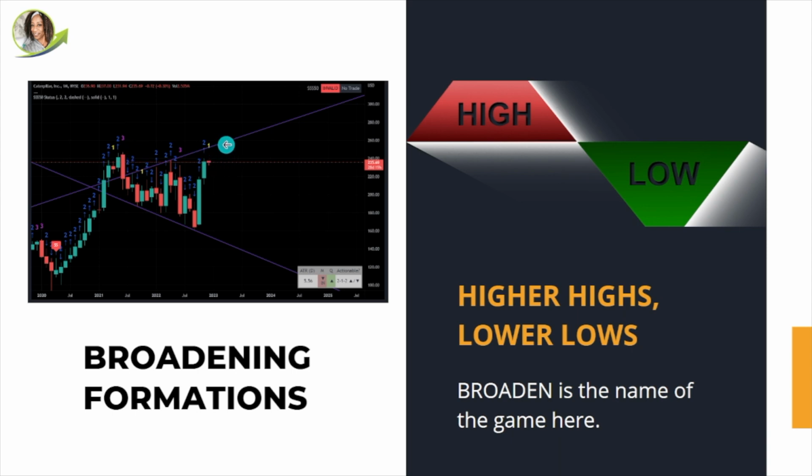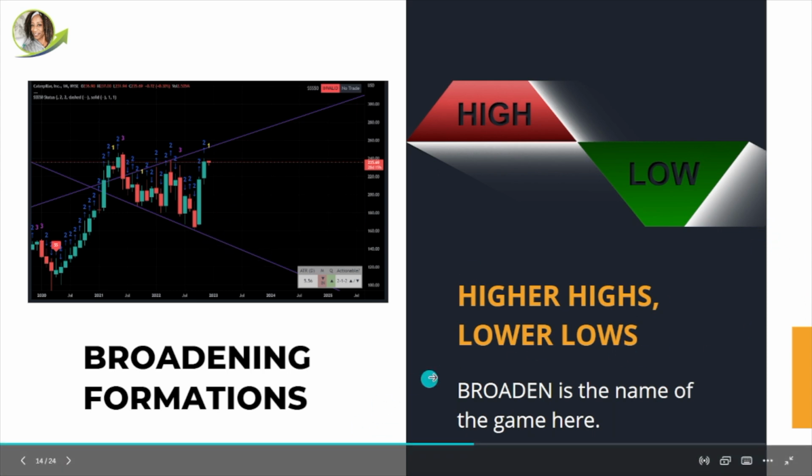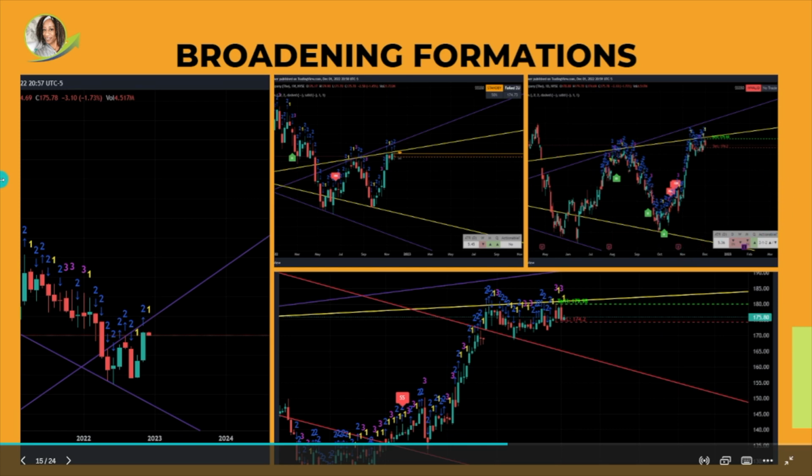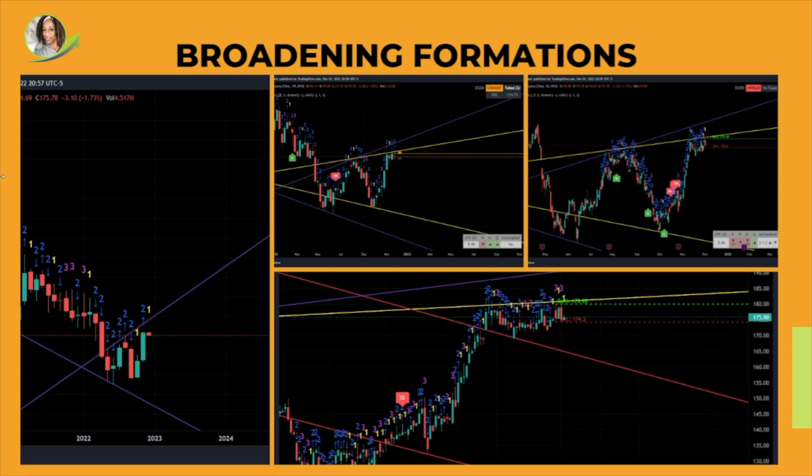And then of course, because it has taken out these stops and these, I would look for it to make a new low to come and take out these stops. So you're looking for it to come up and then possibly come down. Remember, broaden is the name of the game here, y'all. So let's take a look at some more examples of that.